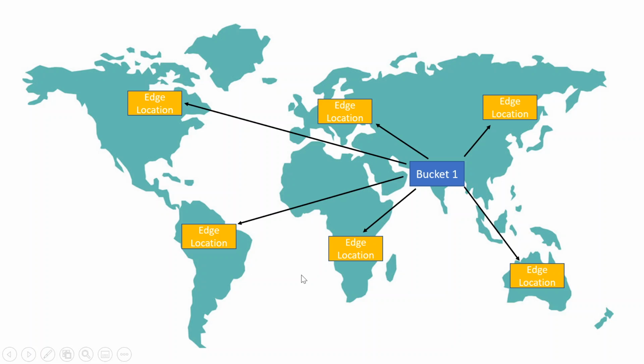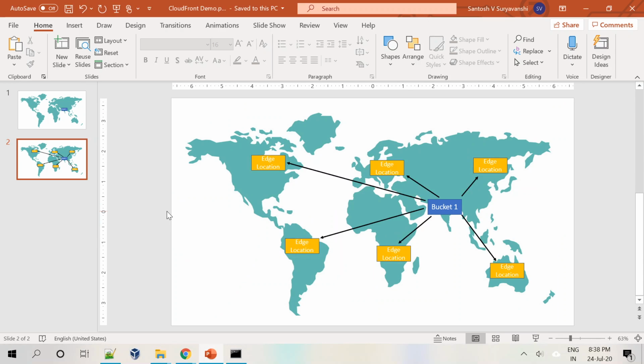Now let's see how we configure it. The very important feature of this is that I need not make all the contents of the bucket public so that I can distribute to these edge locations using CloudFront. Okay, so let's see that.